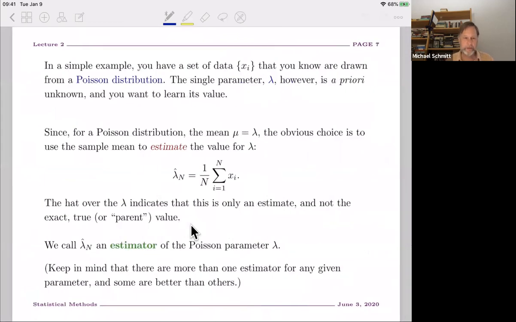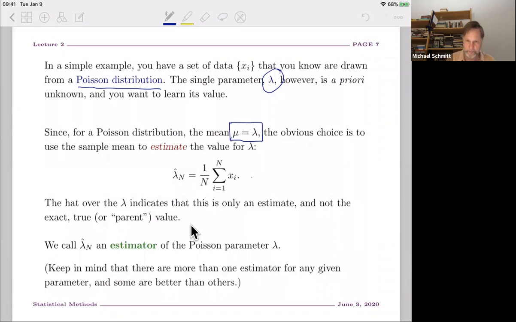All right, so let's just consider a really simple example where we have those data. They come from a Poisson distribution. You know what that is. There's a single parameter lambda. And lambda in this case is unknown. Think about the guy who owns the restaurant and is worried about the mean number of people arriving at any given time. Okay, now we know for the Poisson distribution that the parent mean, the true mean, equals lambda. So the obvious choice to make an estimate for the true mean is the sample mean.